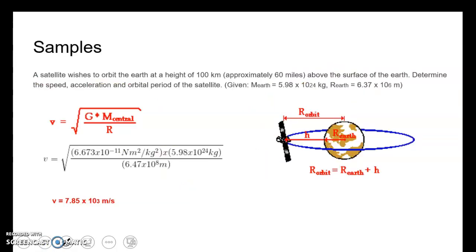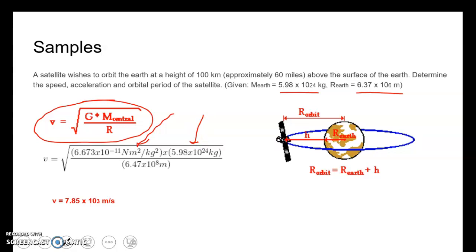So here's an example. We got a satellite that wants to orbit the Earth at a height of 100 kilometers above the surface of the Earth. We want to find the speed, acceleration, and orbital period of the satellite, given the mass of the Earth is 5.98 times 10 to the 24th, and the radius of the Earth is 6.37 times 10 to the 6th. Now, we want to use the velocity equation, so we're taking the square root of our number. And first we take the universal gravitation constant, and we multiply it by the mass of the Earth. Then we divide by the distance.